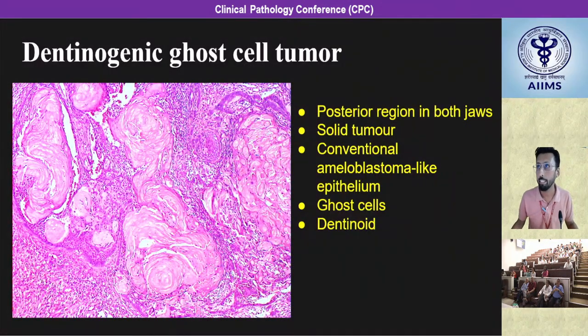And then dentinogenic ghost cell tumor, DGCT. Again, this tumor is very common in posterior regions of both the jaws. It's basically a solid tumor. It can have conventional ameloblastoma-like epithelium, but there are plenty of ghost cells. All these homogeneous looking areas you are seeing, it's an image at a low resolution and I can't zoom in, but still we can appreciate here, these are ghost cells, and there is an abundance of ghost cells, as the name suggests. It contains a lot of ghost cells, which were not seen in our case. Although there are a few ghost cell changes, it's not in the abundance seen in DGCT. So again, we can easily rule out DGCT from our diagnosis.